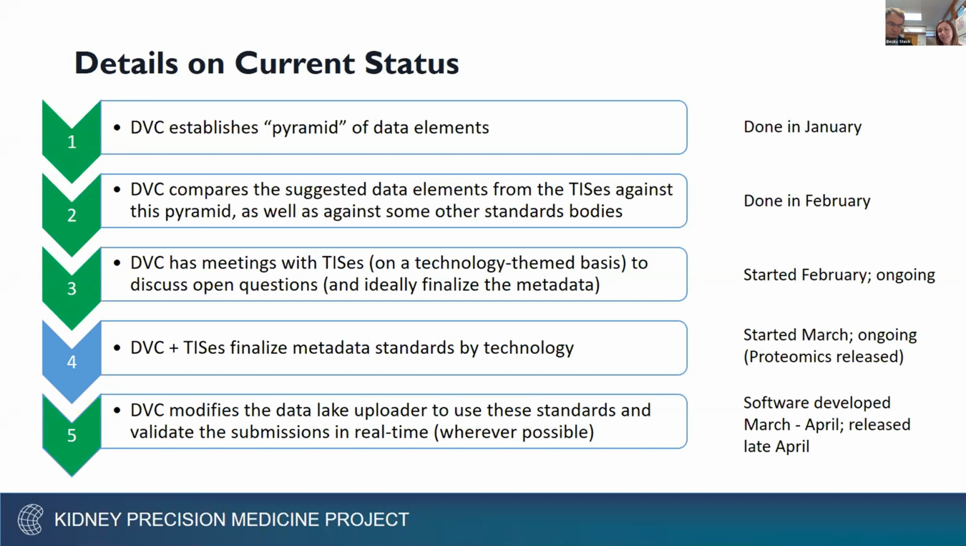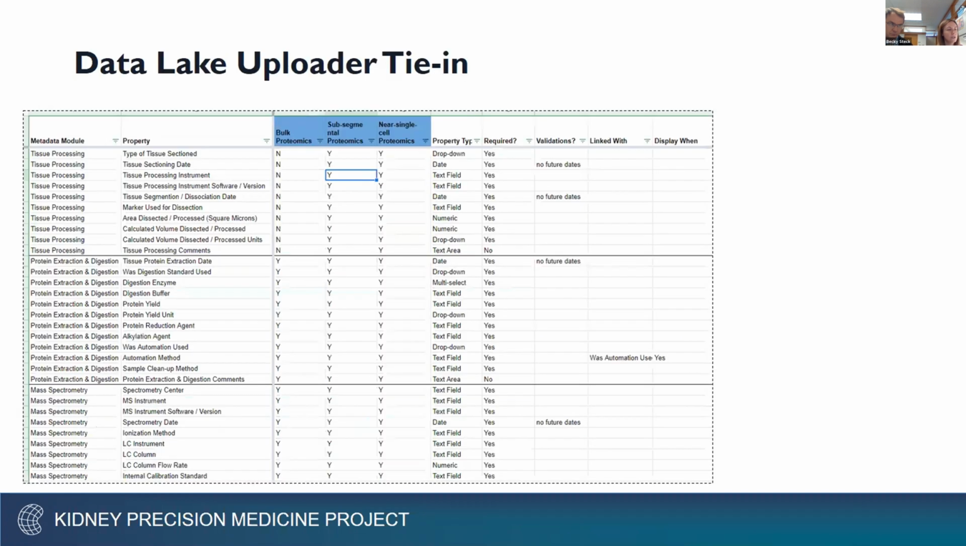So it's best to see it in a picture. In this next slide here, this is just a quick little extract of this file. What you're looking at here is that we have 3 different types of proteomics data that we may get in KPMP right now: bulk proteomics, subsegmental proteomics, and what has been called near single cell proteomics. So those are those 3 blue columns. And the first column, and I apologize, you probably have to squint to see it, is that data pyramid that I was talking about. There's some tissue processing data that we collect, some protein extraction data that we collect, and etc.